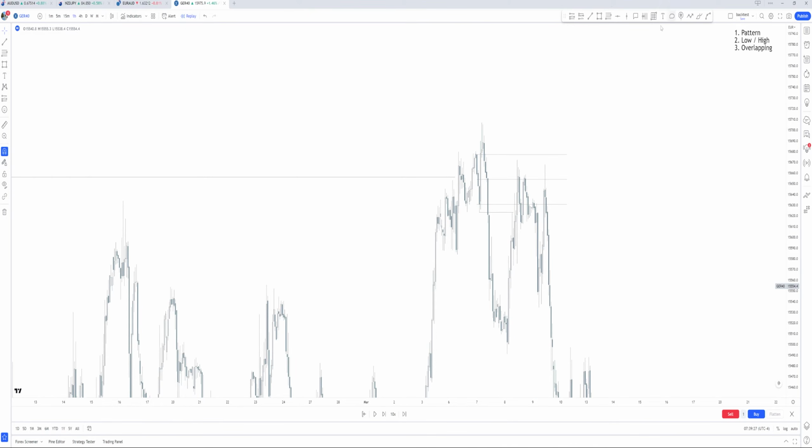Now we have the pattern, obviously. We have this breaker pattern. We take the low right here because it's a bearish breaker block. And then the next step is something overlapping. As you can see, there is a fair value gap overlapping. Now this is often referred to as a unicorn setup. A unicorn setup is a breaker and a fair value gap overlapping with each other. So at this low, there's a fair value gap overlapping with the breaker. That makes it even stronger.